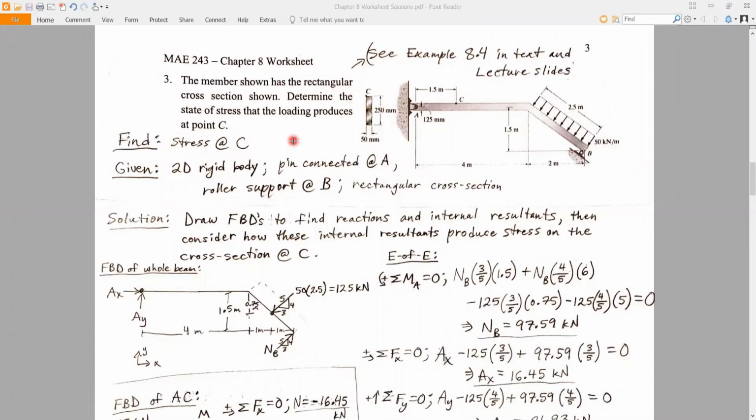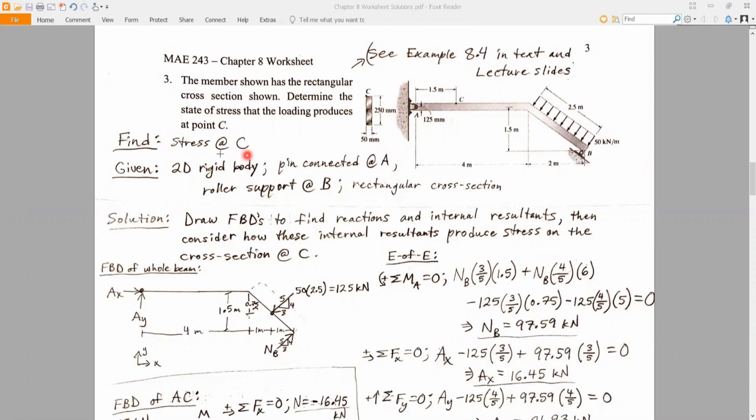Alright, welcome back. This is Chapter 8 Worksheet problem number 3. We have a member here with a rectangular cross-section, and we need to find the state of stress that the loading produces at point C here on the cross-section and here on the beam itself.